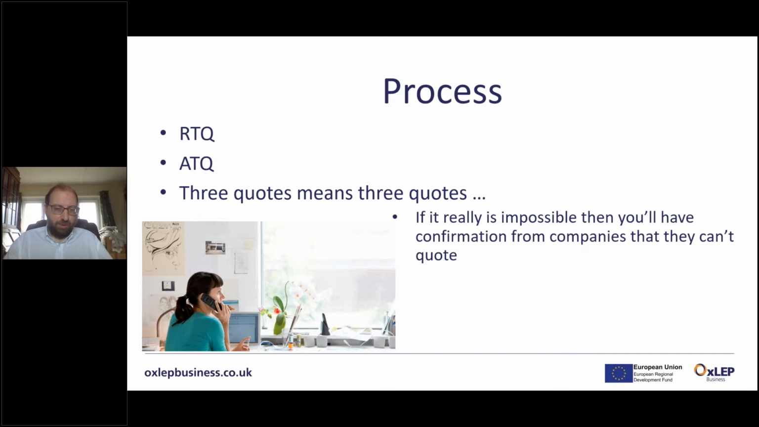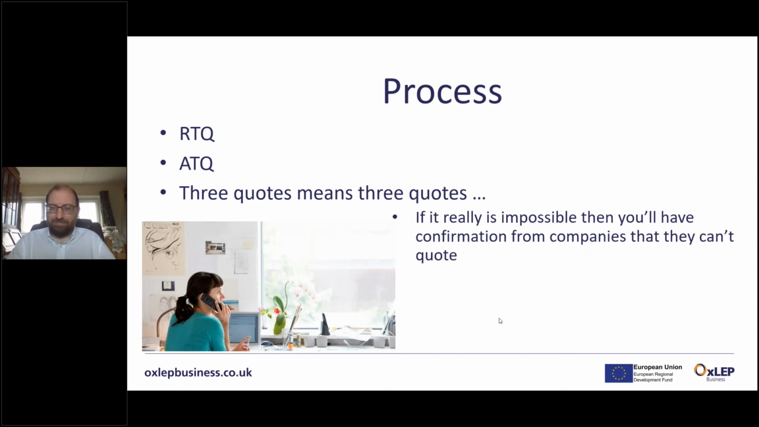3 quotes does mean 3 quotes. In an absolutely ideal world, if you've only got 1 quote for some service, you would have 2 quotes from other companies that ideally would say, we can't do that. The only possible company we can think of is ABC, and ABC is the company that gave you the quote. I know it never quite works that simply, but that's the sort of thing an auditor's looking for. So it has to be a robust justification if it's impossible.